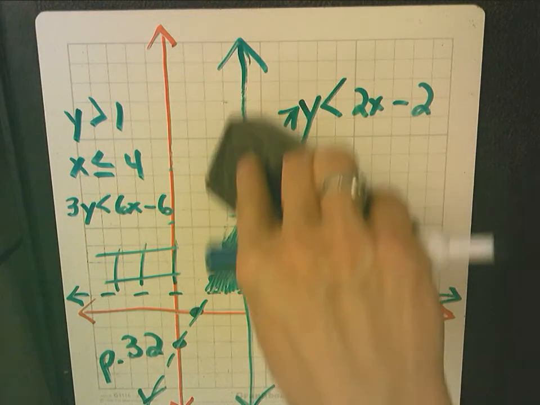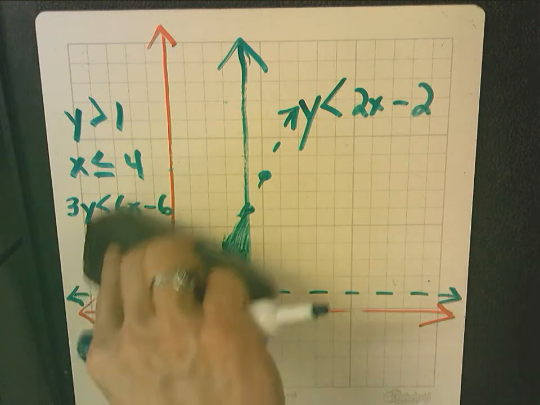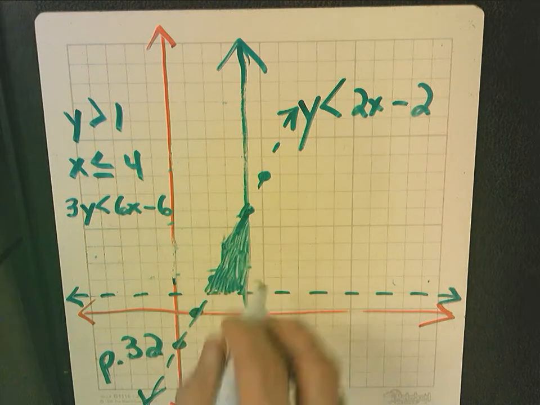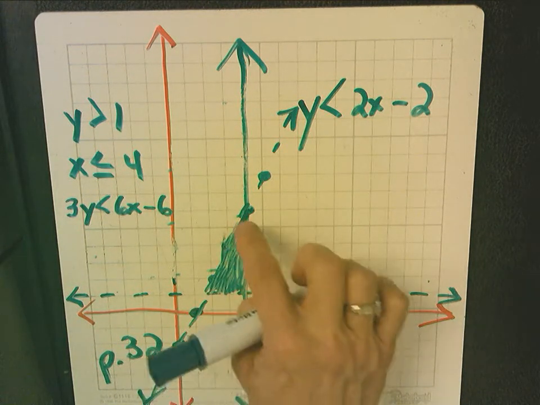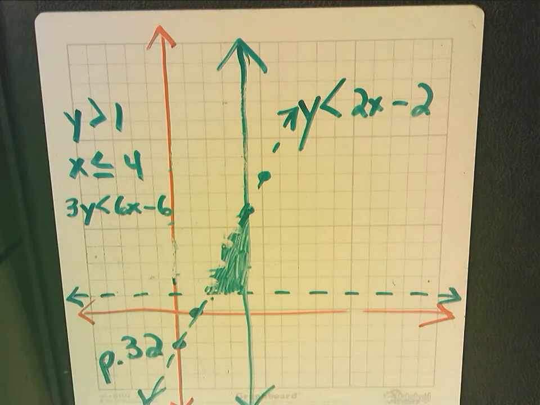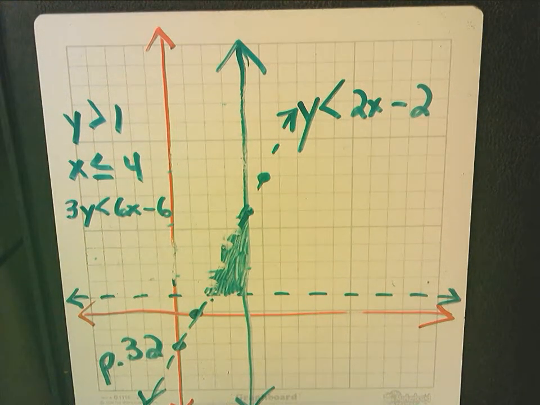And my final answer is just a triangle. So this shaded region here, this is dashed. It's hard to tell once you do it, but that triangle is my solution. So you graph each inequality separately and you see where they overlap.